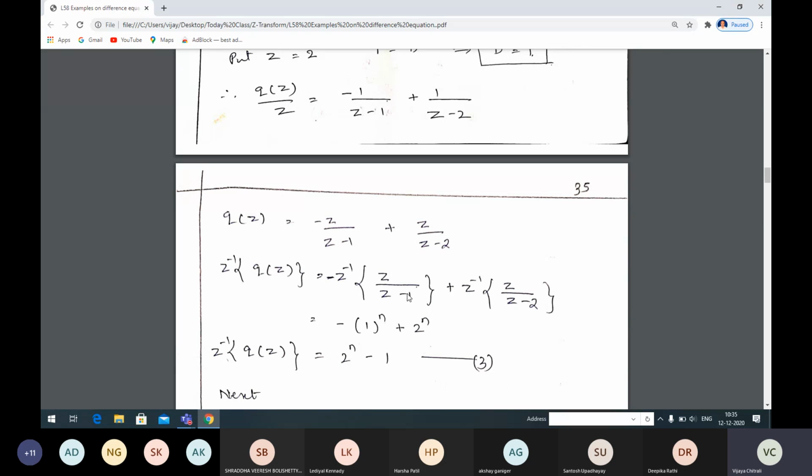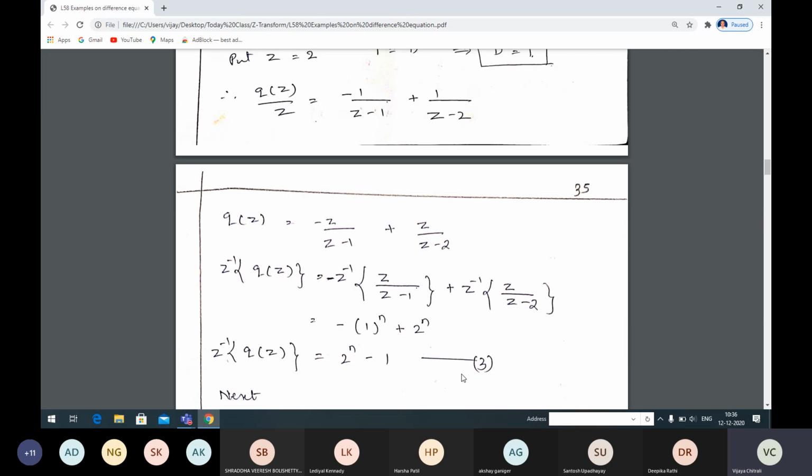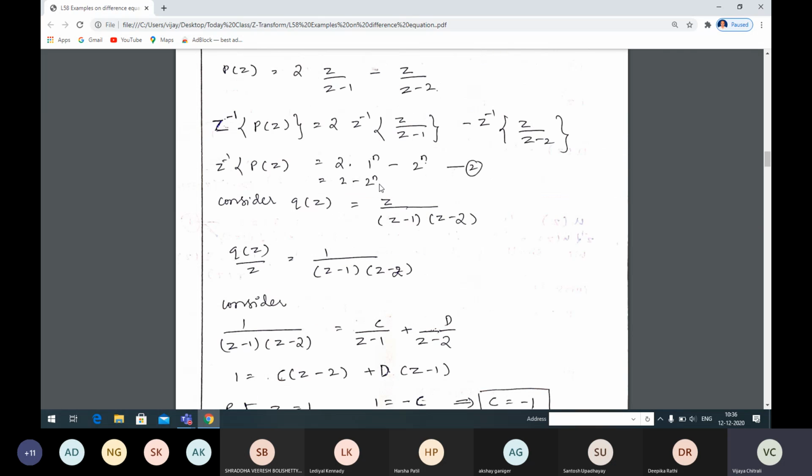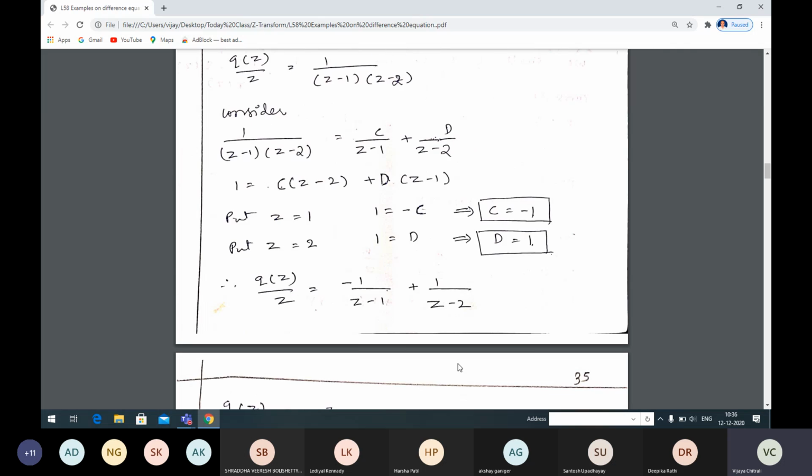So we have a standard result. Again we are using this one: z inverse of z divided by z minus a is a raised to n. In place of a we have 1, so this minus will be as it is, 1 raised to n, plus 2 raised to n. Multiply 1 n times, you will get this as 1. Taking the positive term first, z inverse of q of z is equal to 2 raised to n minus 1. Take this as equation 3 and the earlier one as equation 2.